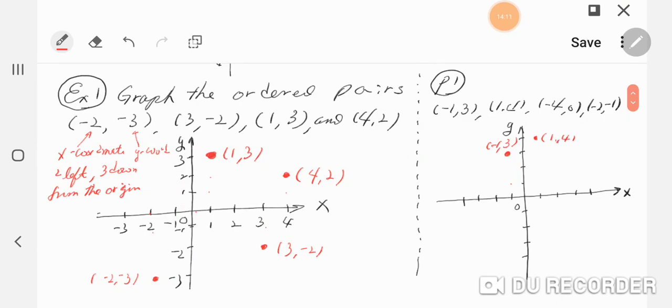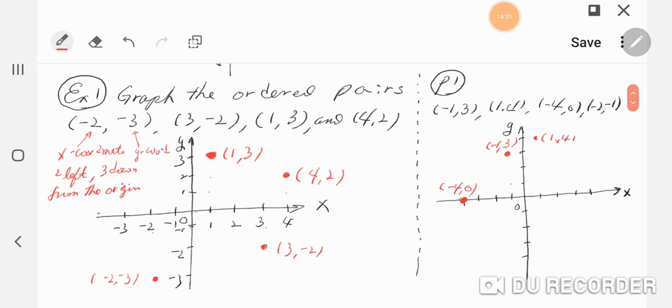Okay, the next point is -4 and 0. -4 is move 4 units to the left, and then 0. 0 means do not move up or down, right? So the y value is 0. That means vertically there's no movement. So put it over here. So this is -4 and 0.